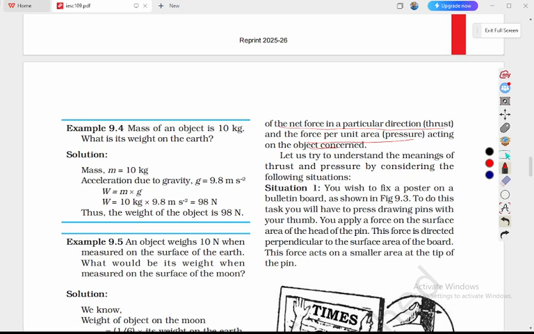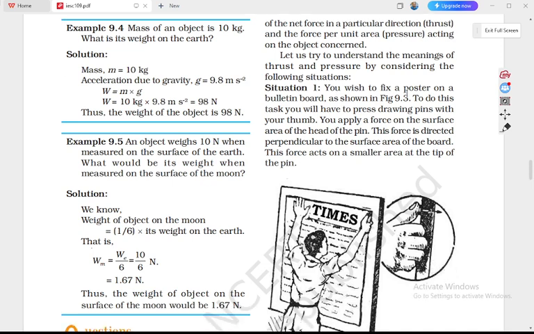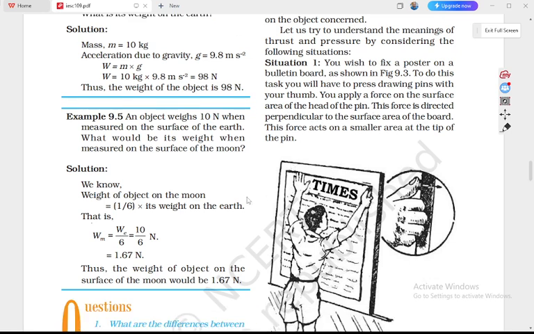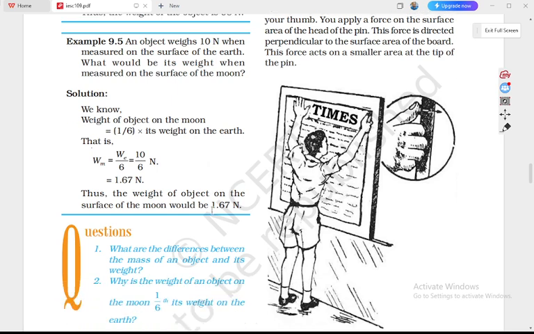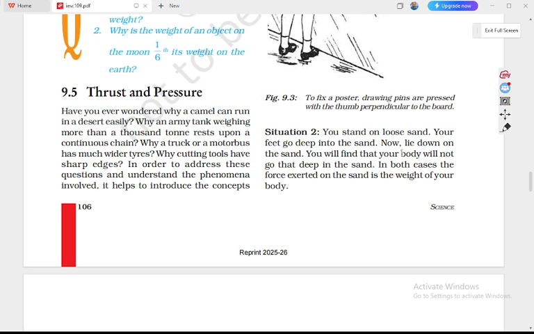Situation 1. If you wish to fix a poster on a bulletin board, as shown in figure 9.3, to do this task, you will have to press the drawing pins with your thumb. You apply a force on the surface area of the head of the pin. The force is directed perpendicular to the surface of the board. This force acts on a smaller area at the tip of the pin. In situation 2, you stand on loose sand.